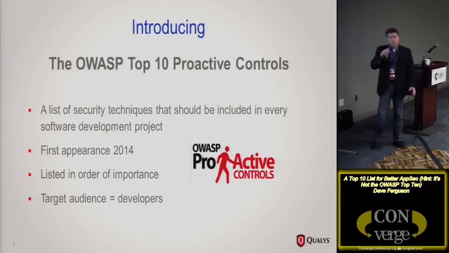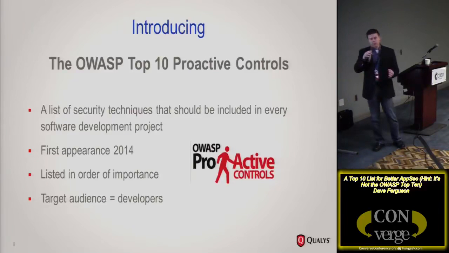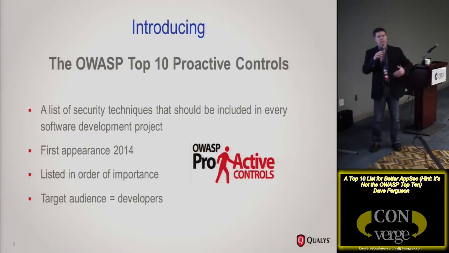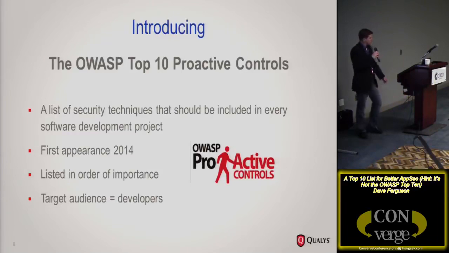So the OWASP top 10 proactive controls is a list of really techniques, security techniques, that need to be included or should be included in every development project. And it's listed in order of importance. So C1 is the first control, being most important in descending order to C10. And like I said, the target audience is developers.